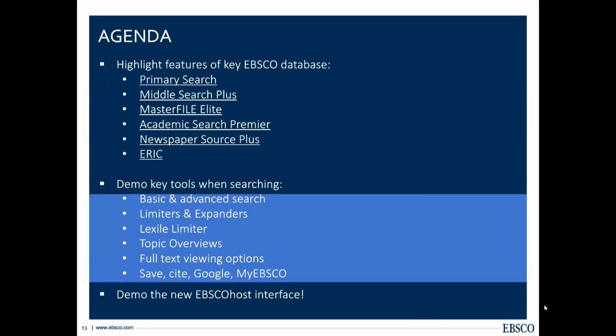We do have an agenda. In the next hour, we'll highlight features of your EBSCO databases. We'll talk briefly about the key features of Primary Search, Middle Search Plus, MasterFILE Elite, Academic Search Premier, Newspaper Source, and ERIC. You subscribe to more. We'll also demonstrate the key tools and features when searching. We'll conduct some basic and advanced searches, use the limiters and expanders, Lexile limiters, topic overviews, your full text viewing options. We'll also take a look at some tools like saving, citing, integrations with Google and OneDrive, and we'll demonstrate the new EBSCOhost interface.